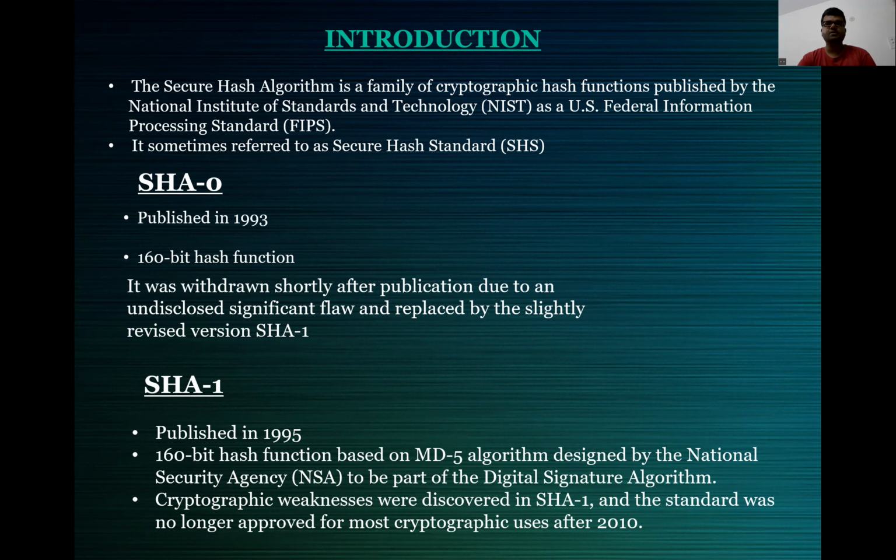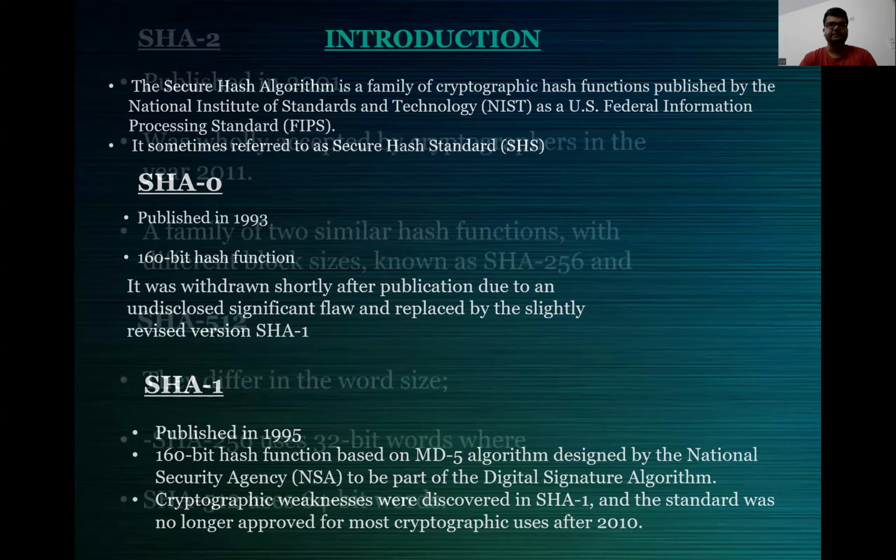So moving on to SHA-1, it was published in 1995 and it is a 160-bit hash function based on the MD5 algorithm, designed by the National Security Agency, NSA, to be a part of the Digital Signature Algorithm. Cryptographic weaknesses were discovered in SHA-1 and the standard was no longer approved for most cryptographic uses after 2010.